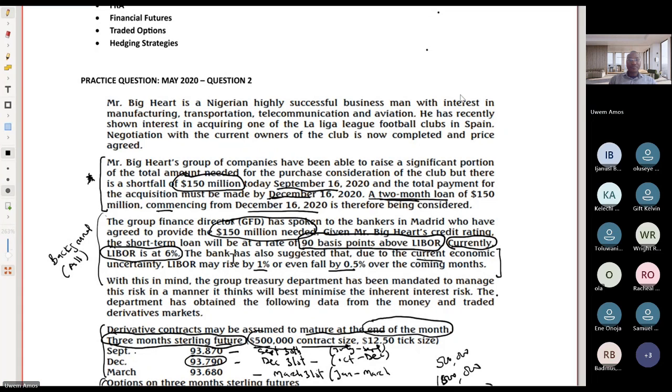Are you there? Hello, sir. Can you hear me, sir? Yes, I can hear you. I figured that out now. Go ahead. Good evening, sir. I said Mr. Big Heart is a borrower. So he will go for G.